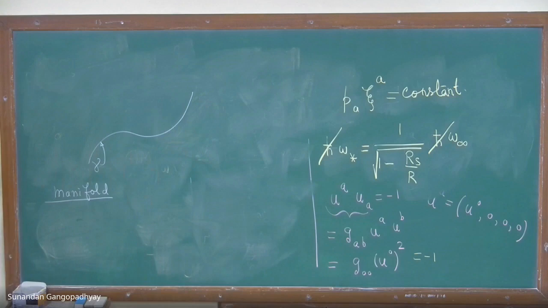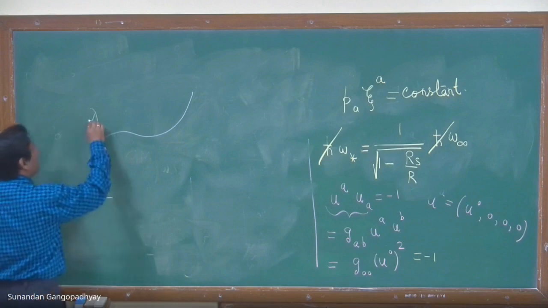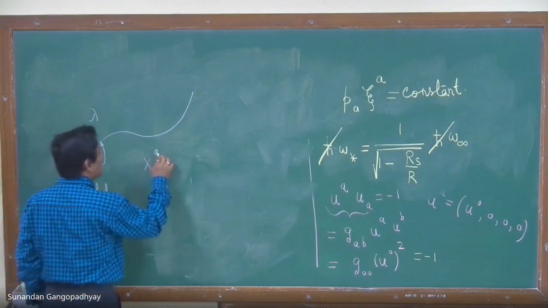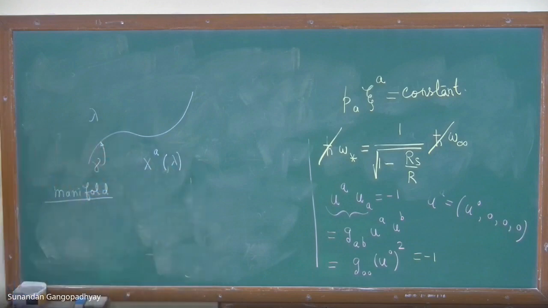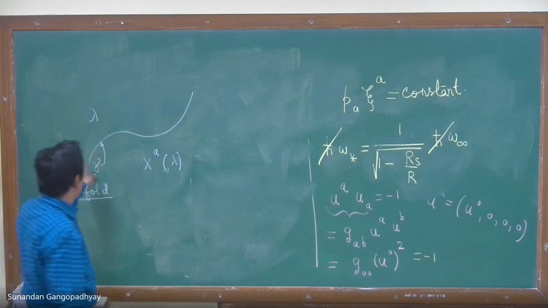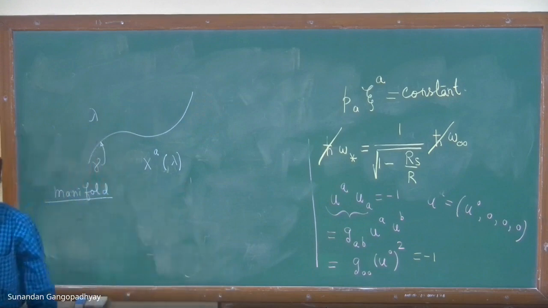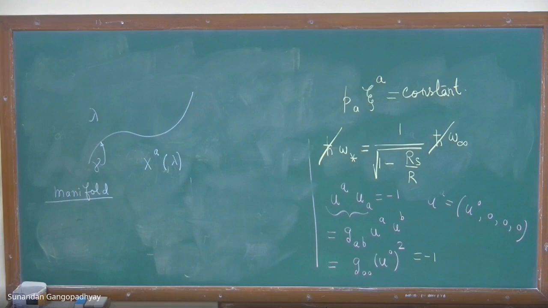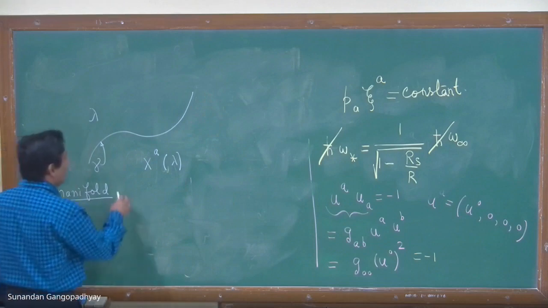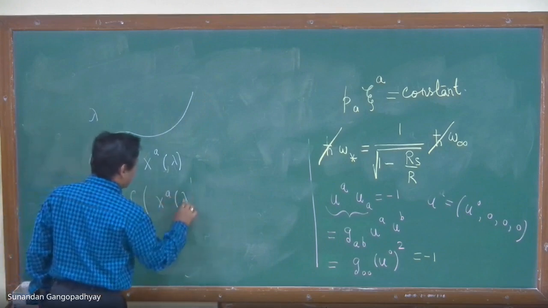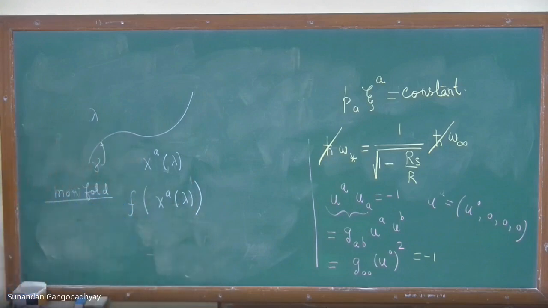Okay. The curve is parameterized by lambda. And in any arbitrary coordinate system, the points on this curve are described by the coordinates x^a(lambda). Lambda is the parameter with which the curve is parameterized. And you can define functions of these coordinates defined on this curve like this. These are functions of these coordinates.